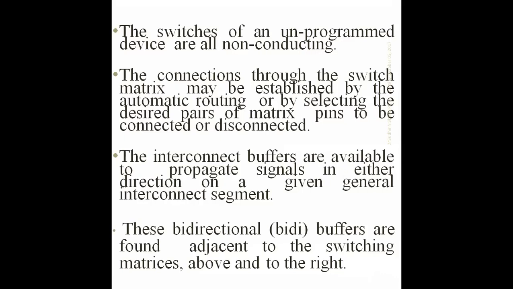The connections through the switch matrix may be established by automatic routing or by selecting the desired pair of matrix pins to be connected or disconnected. That switch has to connect or disconnect. Here we have different routing methods: one is called automatic, or by selecting a desired pair of the matrix pins.